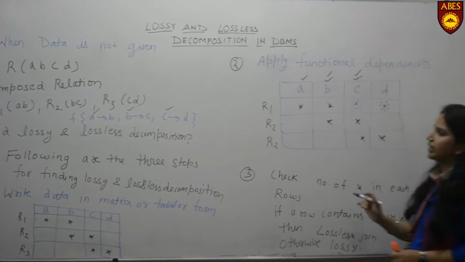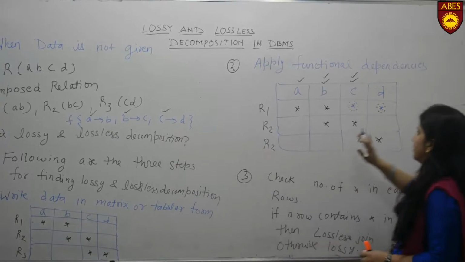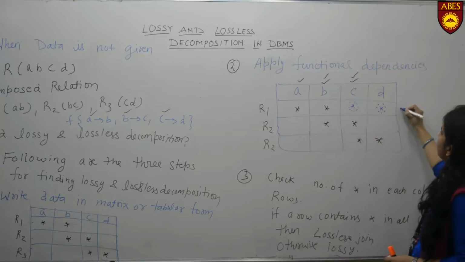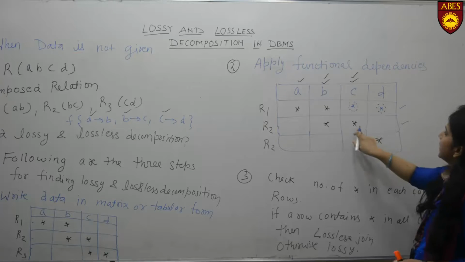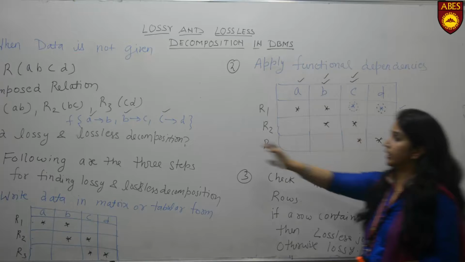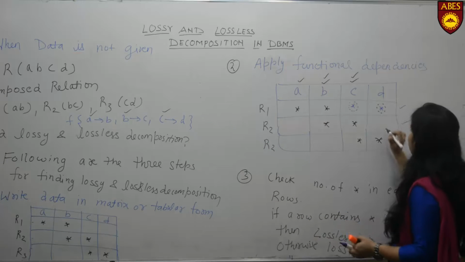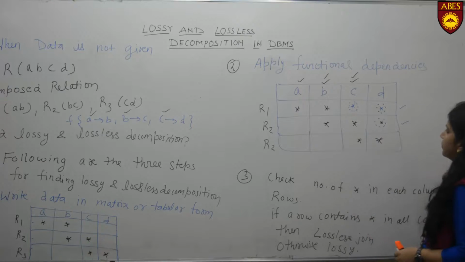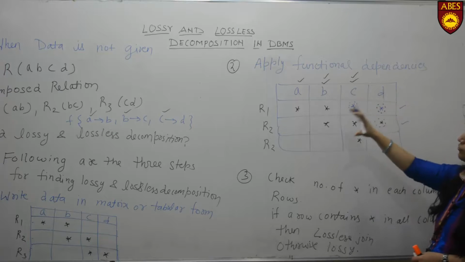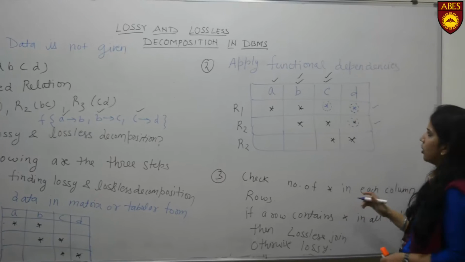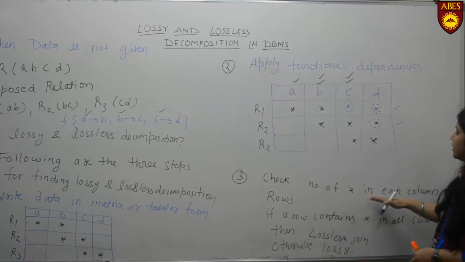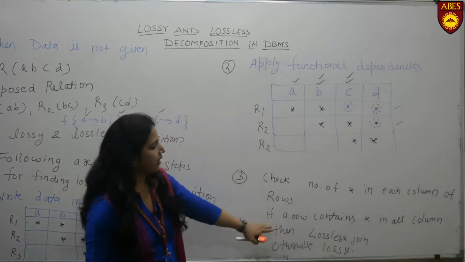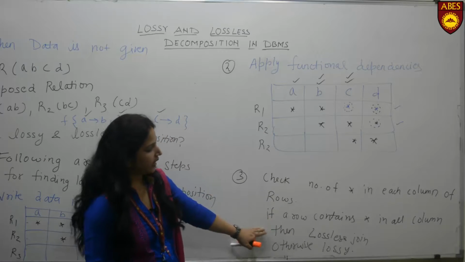For the next functional dependency, C tends to D, we will check similarly to what I did earlier. In the second row, C is directly deriving D in this given functional dependency, so we will put a star here also. Now the application of functional dependencies for all determinants is done. The last step is to check the number of stars in each row. If a row contains a star in all its columns, then it is a lossless join, otherwise lossy.